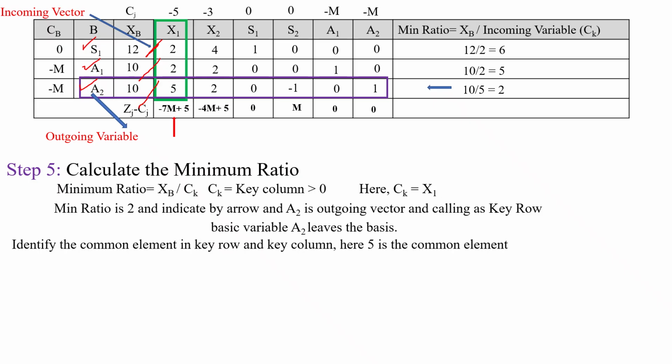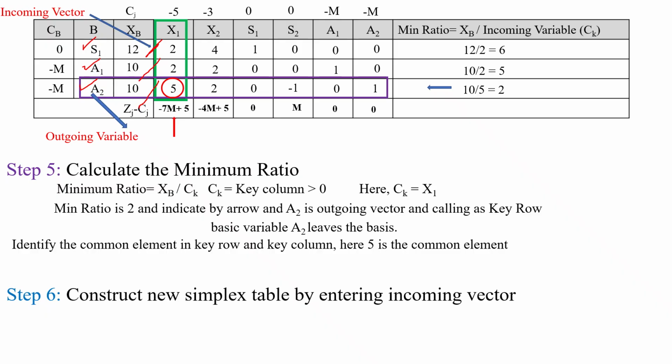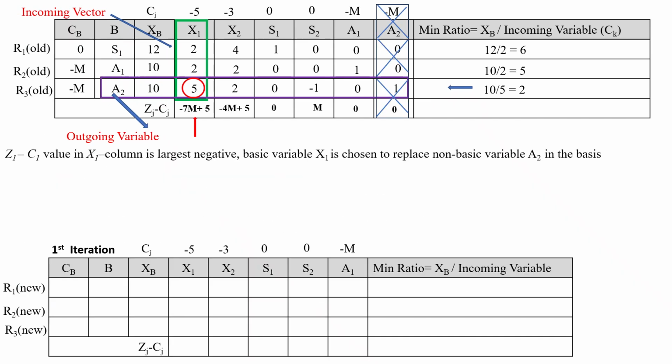Next, we have to identify the common element in the key row as well as the key column. Here the key row is the A2 variable row and the key column is the x1 variable column. Among these two, the common element is 5. So 5 is called the key element. The next step is to construct the new simplex table by entering the incoming vector. Now we construct the new simplex table, that is the first iteration.